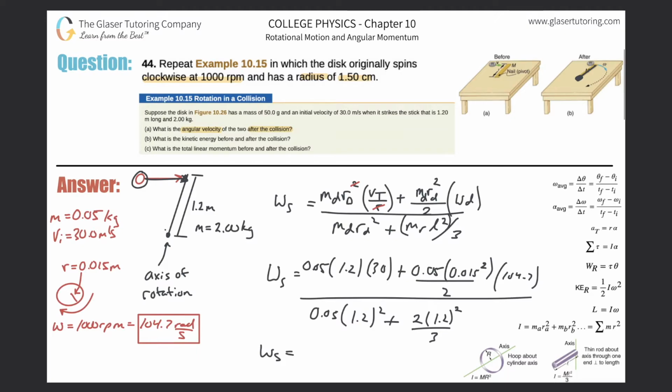So 0.05 times 0.015 squared, all divided by 2, times 104.7. And now that whole thing divided by now 0.05 times 1.2 squared plus 2 times 1.2 squared divided by 3. So I get about 1.74. 1.74 radians per second. That's the final angular velocity.